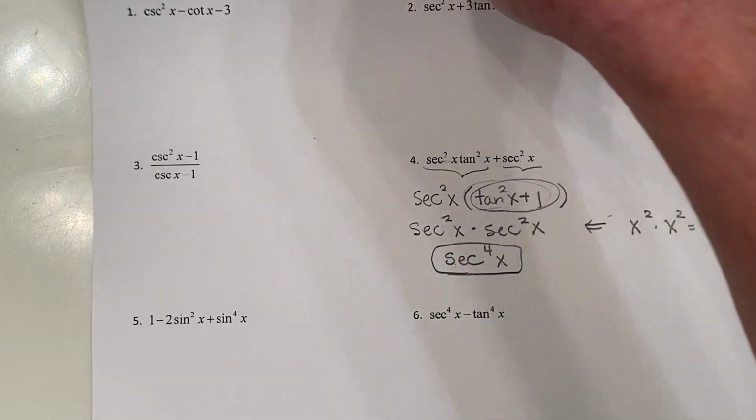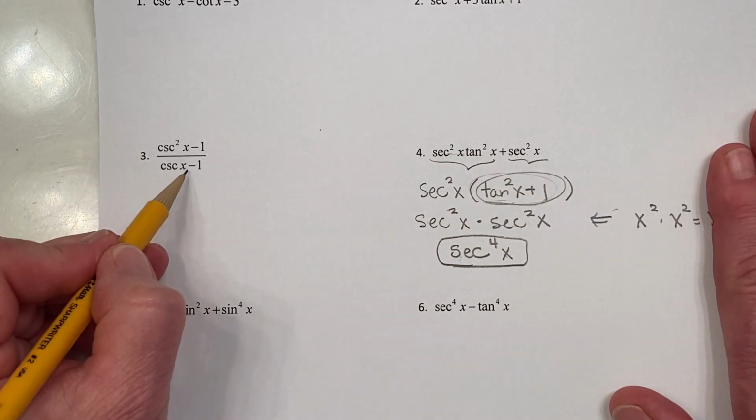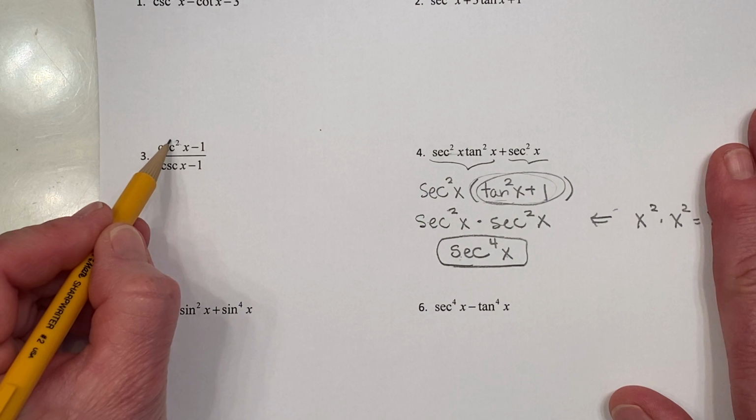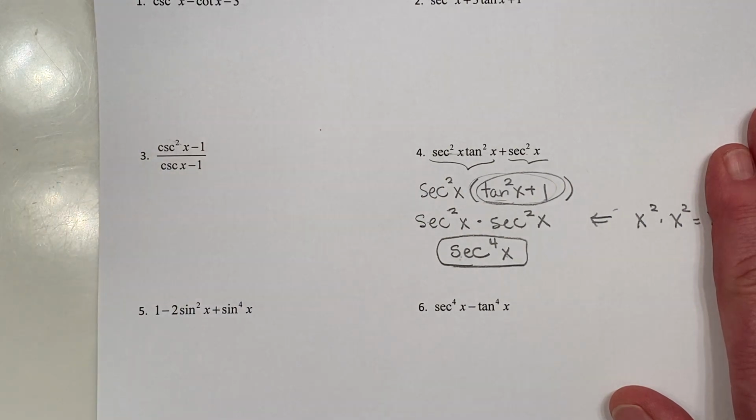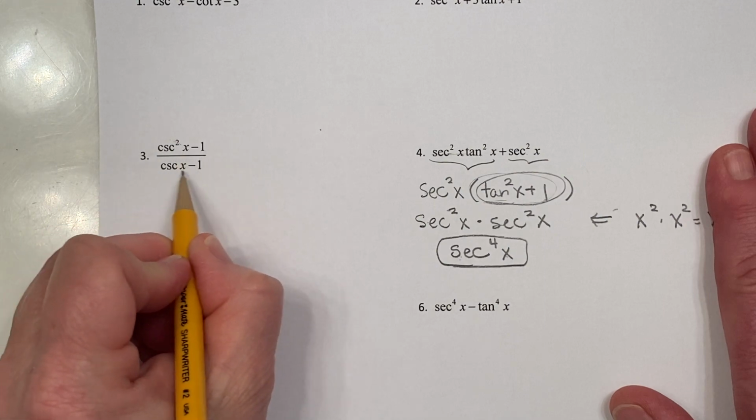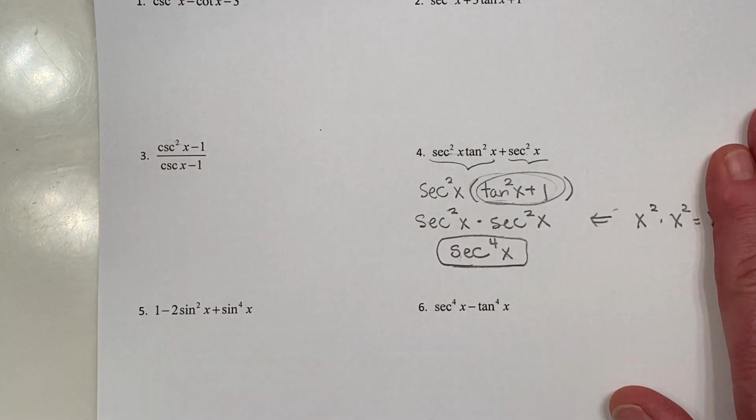All right, some students, I'll just let you know, are tempted to go ahead and divide out this cosecant with one of those. Unfortunately, we can't do that because we're not multiplying. Everything has to be multiplied before I can divide out. I have to have factors. So that's not going to be possible.